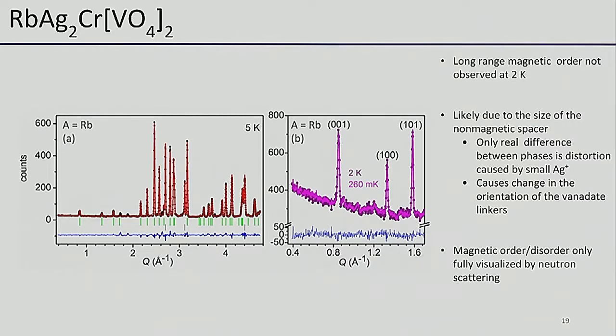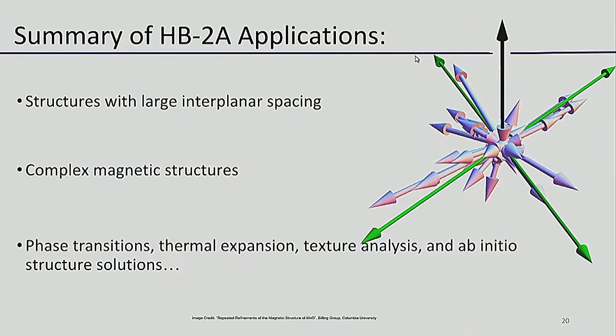They think it's due to the size of the non-magnetic spacer because, like I said, that was the only difference between the two. This causes our change in the orientation of our vanadate linkers. This is fully visualized by neutron scattering. So a summary of applications, you can do some interesting things. Structures with large interplanar spacing actually work well with neutrons, just to reiterate. Complicated magnetic structures, such as this. Phase transitions, thermal expansion, whole sorts of things. It's a very, very powerful technique.